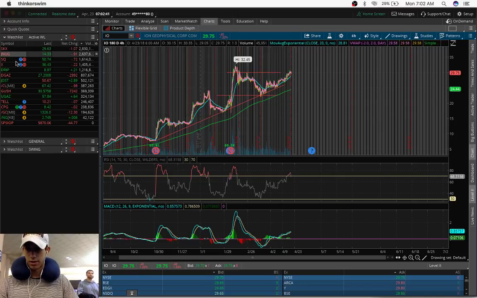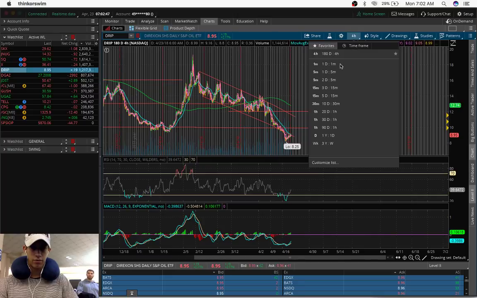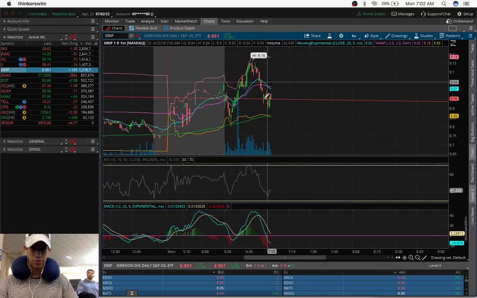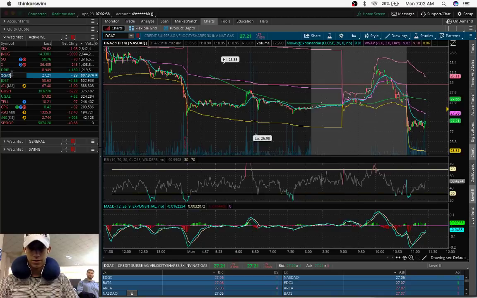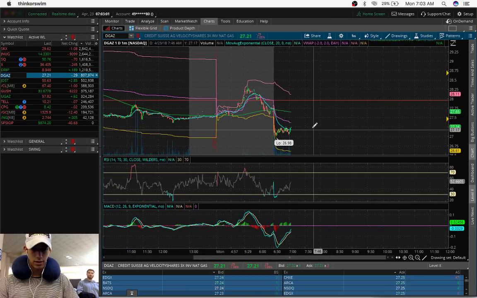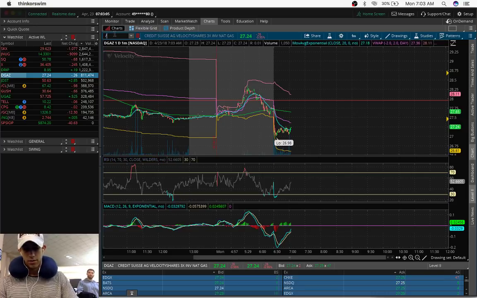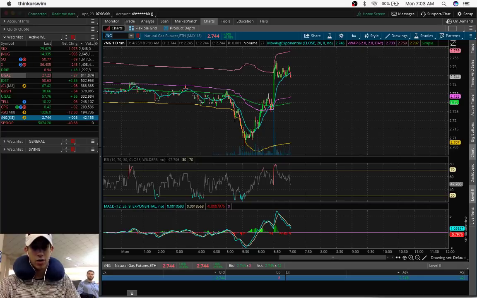So let's take a look at DRIP. It's showing signs of a potential recovery. Let's see. Nope, still getting rejected by this EMA. So, yeah. DGAS had a nice little pop up. That's really nice to see. I really want to take a position just because of how overbought it is.